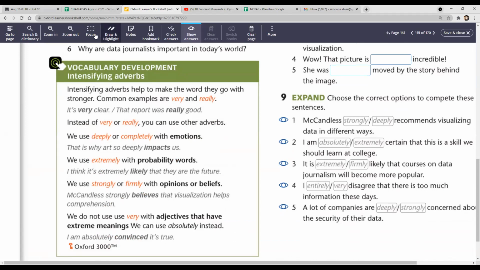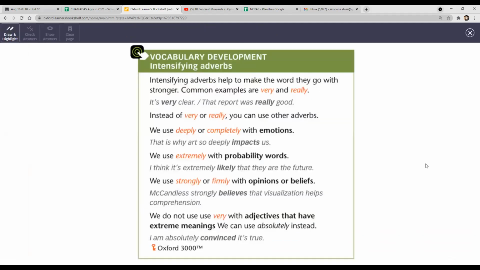Now, let's take a look at some intensifying adverbs. Intensifying adverbs help to make the word they go with stronger. We know that. Common examples are very and really. They are familiar, right? Everybody knows them. We use very and really all the time, but we need to know how to use them. We have to be careful. Look, it's very clear. That report was really good.